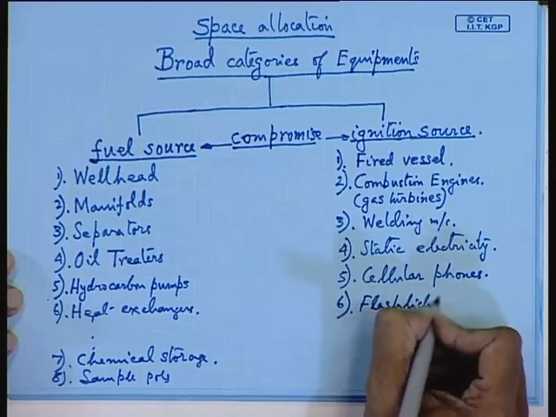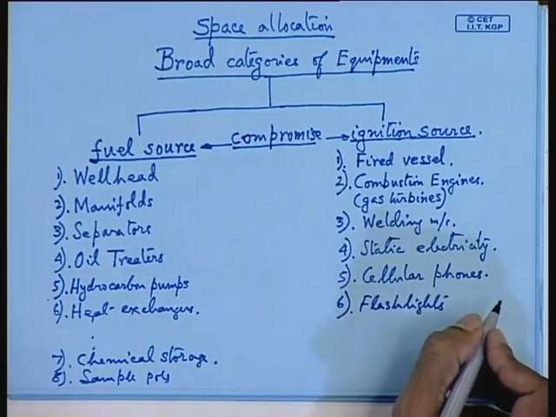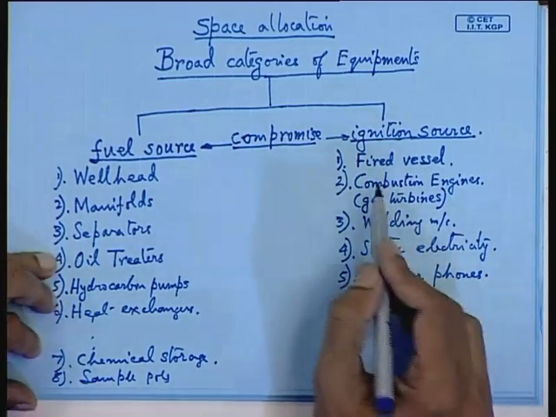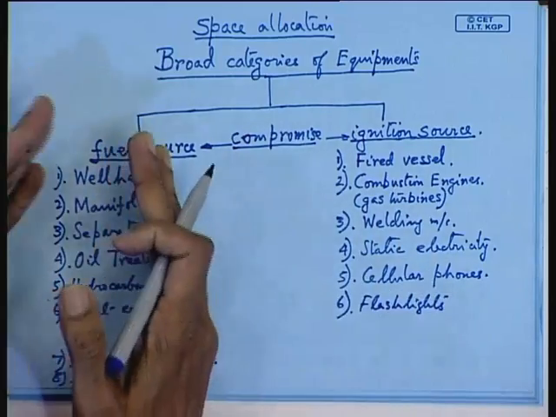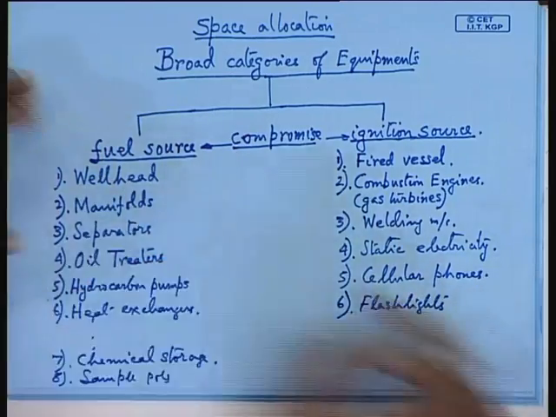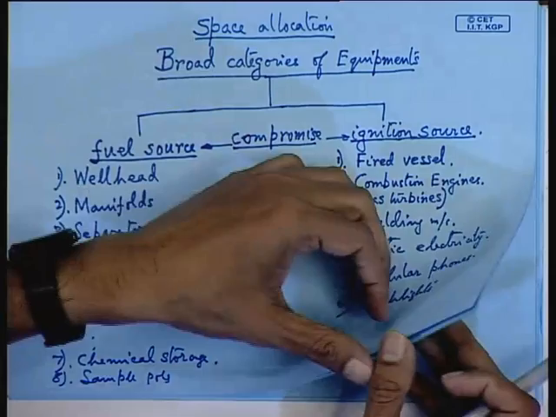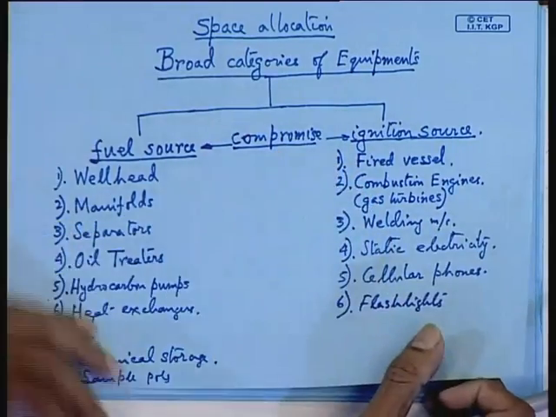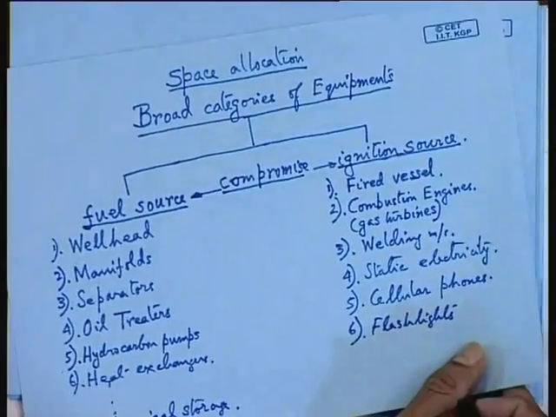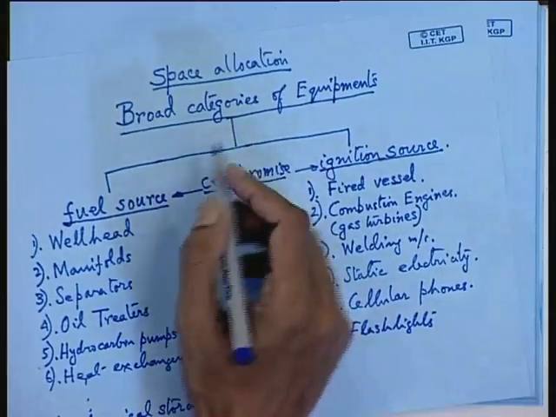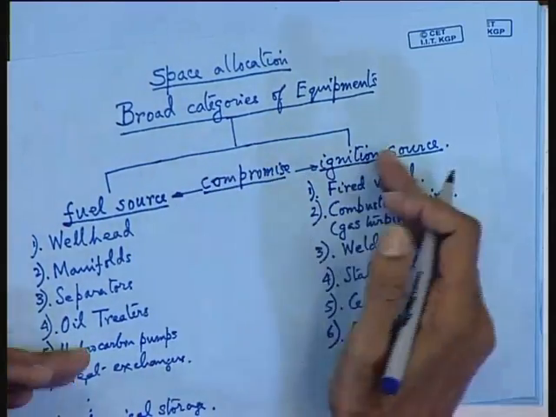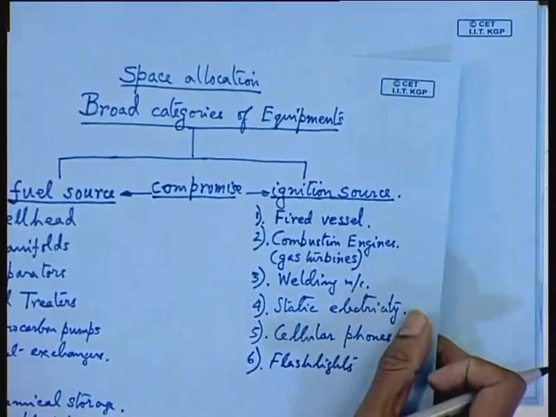So, these are the equipments which cause spark or fire, and these are the fuel heads. That means, as such they are not burning, but since they have oil in them, they will catch fire easily. So, now you have to separate these two categories of equipments. This is the first job.